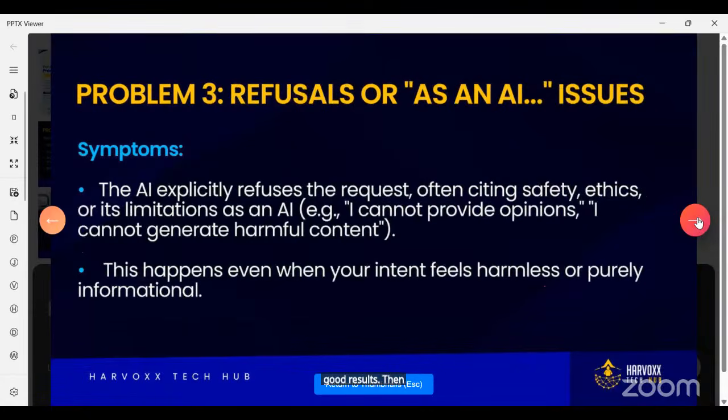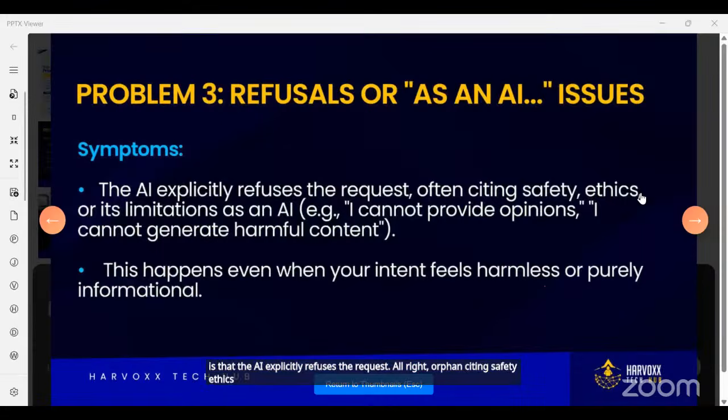Then number 3 talks about refusals or "as an AI" issues. What we're saying there is that the AI explicitly refuses the request, often citing safety, ethics, or its limitations as an AI. For example, it can tell you that I cannot provide an opinion, or I cannot generate harmful content, right? So in that case, we call it refusals or "as an AI" issues.